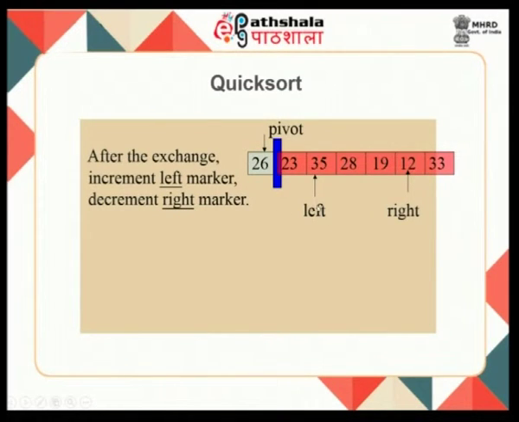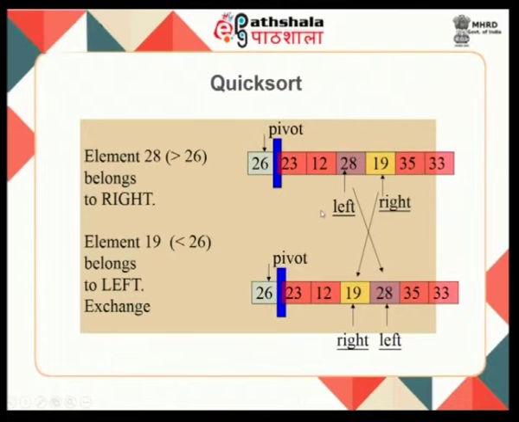Now you can see that the left element is 35 and the right element is 12. Again, the left element 35 is actually greater than your pivot. That means it should go to the right group, and this number is lesser than 26. Therefore, it should go to the left group. So unfortunately, this order is not maintained. Therefore, we are again swapping.